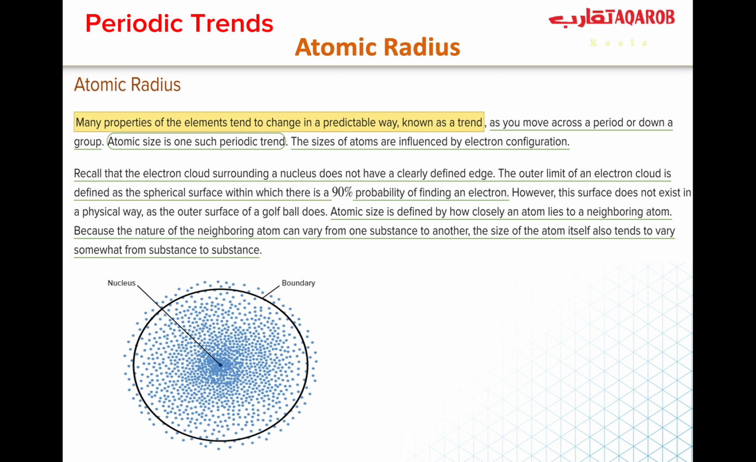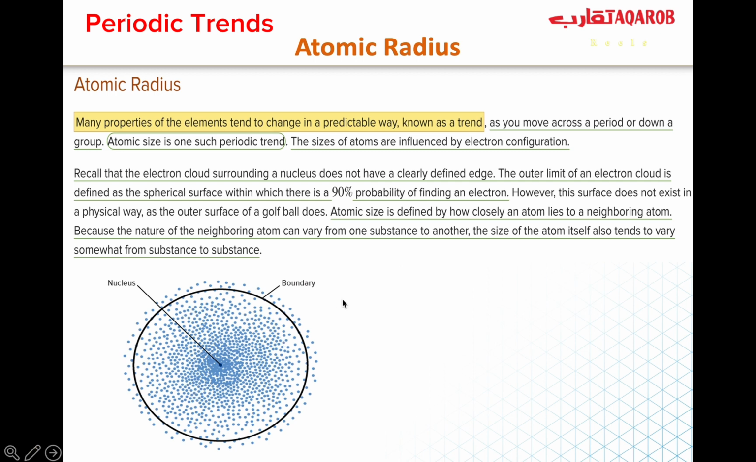The sizes of atoms are influenced by the electron configuration. Why will the size of the atoms change? Because of the electron configuration of each atom. Recall that the electron cloud surrounding a nucleus does not have a clearly defined edge. As we said, each nucleus has a cloud which does not have a defined edge. The outer edge of an electron cloud is defined as the spherical surface within which there is a 90% probability of finding the electrons.